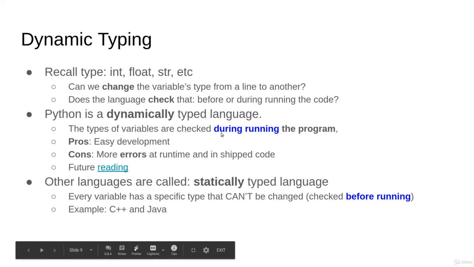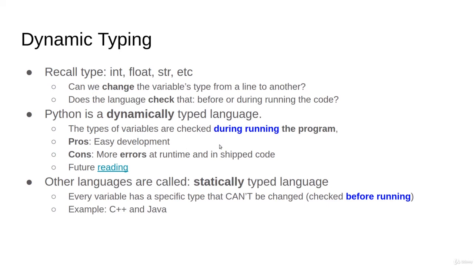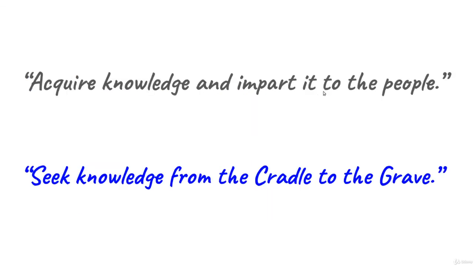But here, there is no meaning for such a check before running. We actually allow the change of the variables during the running of the program itself. And this makes it very flexible to write the code, but the more you get experienced with Python, you will know that this feature can generate a lot of errors at runtime and in the shipped code and cause a lot of problems. So everything has pros and cons. That's all.